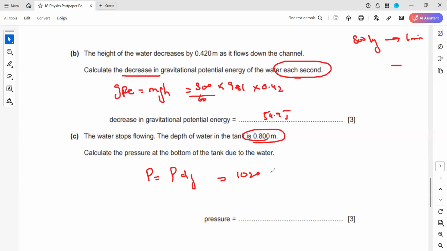9.81, 1020. Multiply by 10, sir, or 9.8? 9.8 times the depth, 0.8. Multiply by 0.8. Sir, the answer is 7,996.8. Write in 3 significant figures. 7,996, so you can round it off to 8,000.